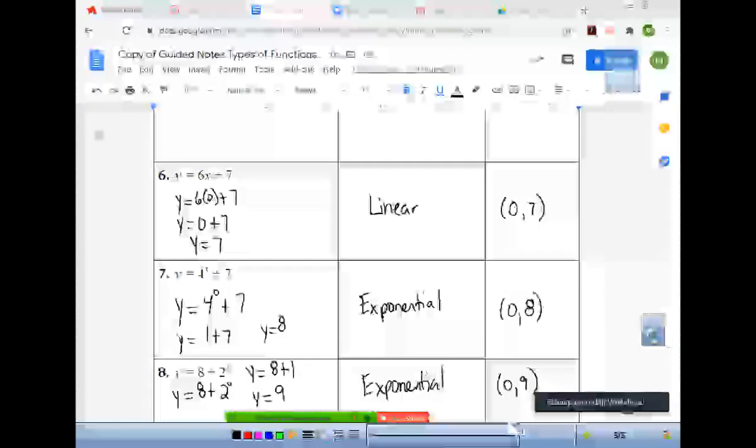All right, you do 9 and 10. You try 9 and 10 on the next page.